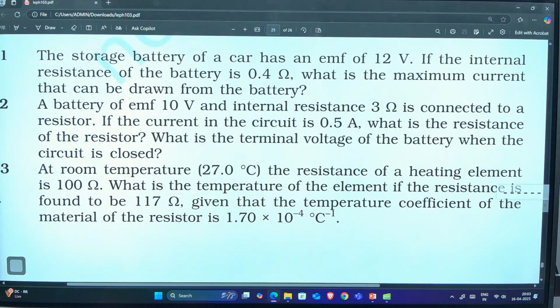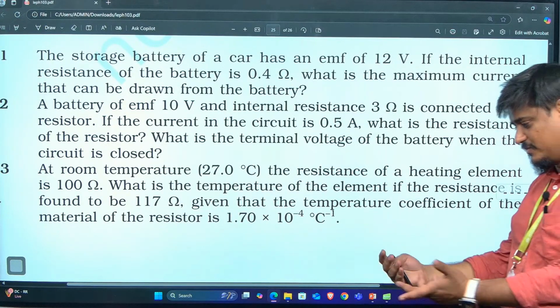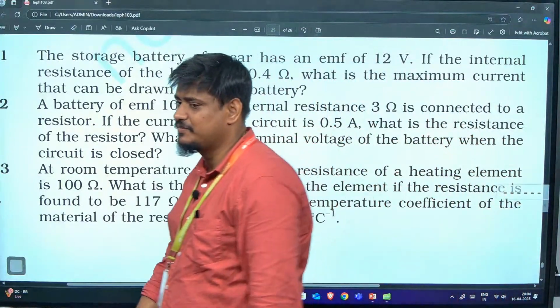First question was EMF is 12 volt, small r is 0.4 ohms. What is the maximum current that can be drawn from the battery? What is the answer? How did you get that? E by R plus capital R. Assuming that we don't have any external resistance and have only the internal resistance of 0.4 ohm, we are getting 30 amperes.